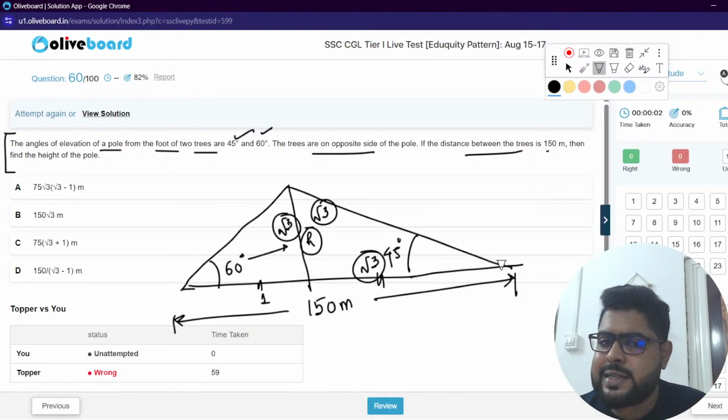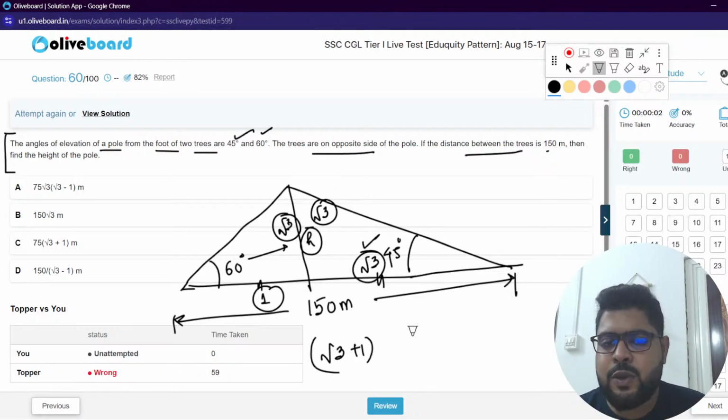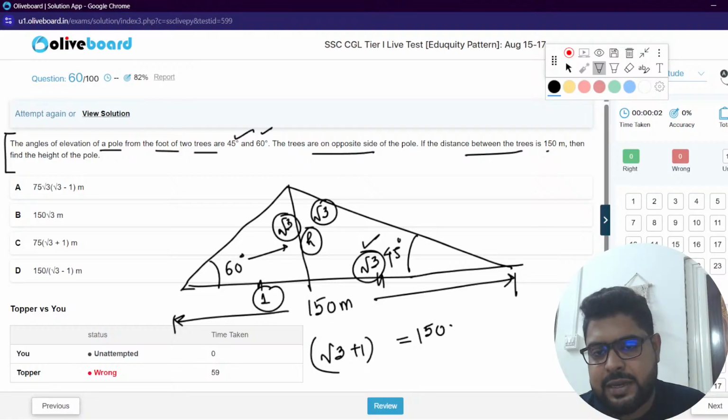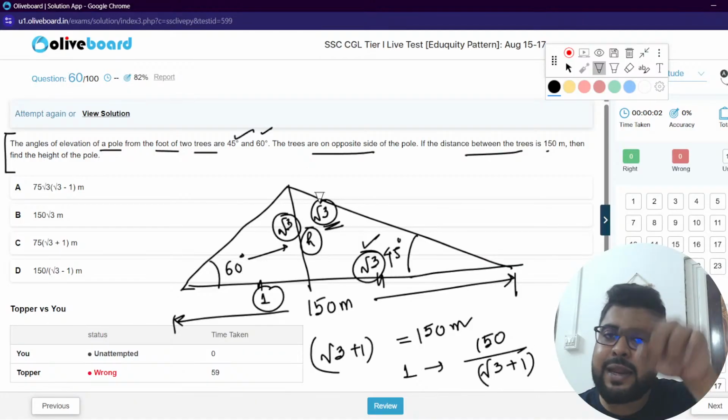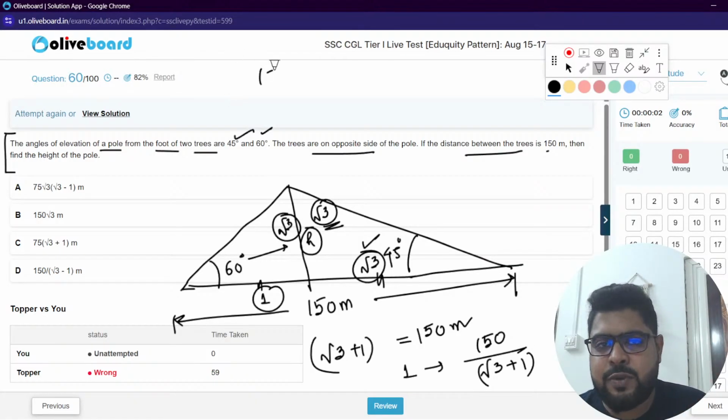That means this whole distance between these two trees is root 3 here and 1 here, meaning root 3 plus 1 units is equal to 150 meters. So 1 unit is equal to 150 by root 3 plus 1 meters. So I need the height, meaning root 3 units. So root 3 units will be 150 by root 3 plus 1 into root 3, sir.